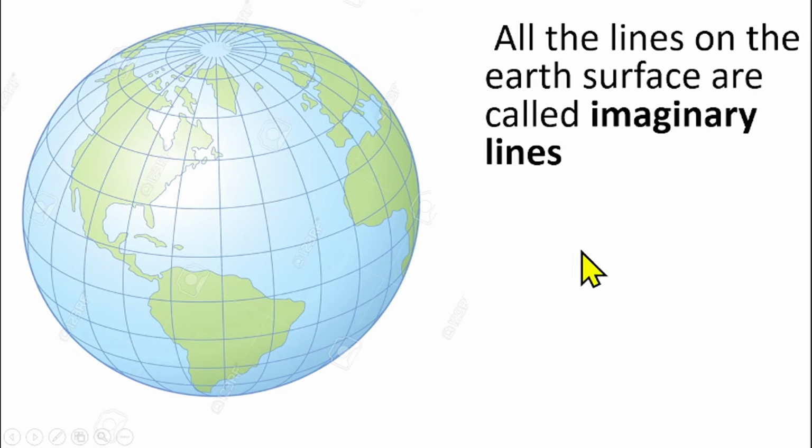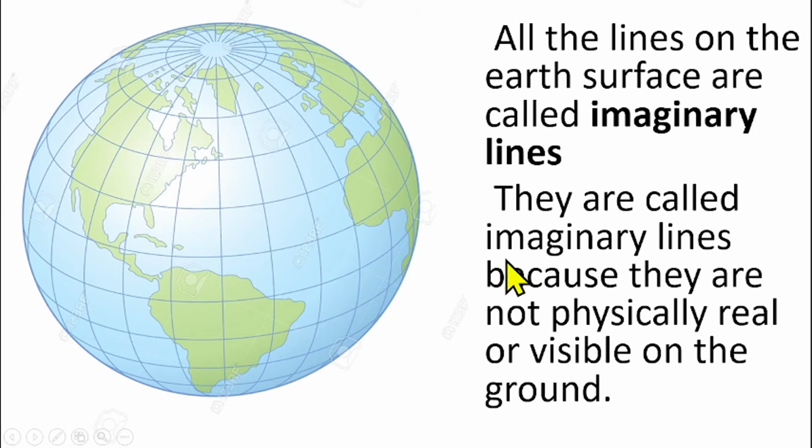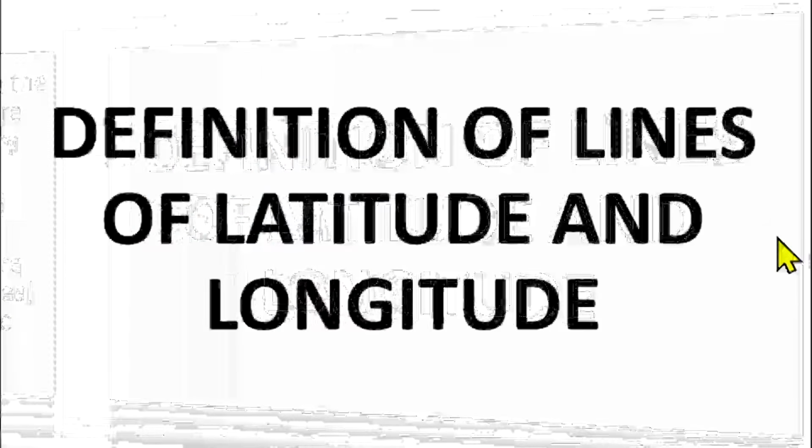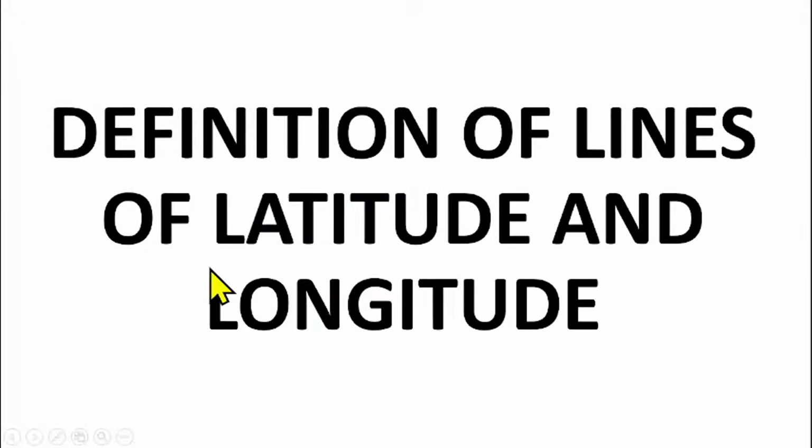So why are they called imaginary lines? Because they are not real. They are called imaginary lines because they are not physically real or visible on the ground. As you are on the Earth now, you cannot see all these lines because they are not real. So they are there for a reason. Those lines, like I've explained before, both the horizontal ones and the vertical ones, are all called imaginary lines. So now let's go back again, please.